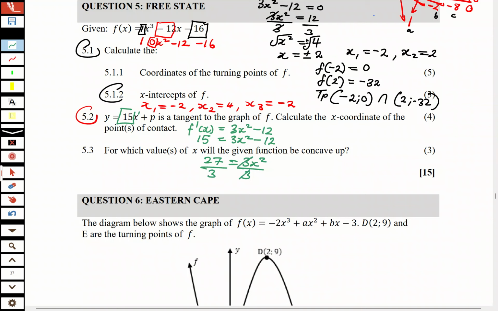So this is 27. Let's see, 27 divided by 3. This is 9. So 9 is equal to x squared. Yes, forgive me for that.